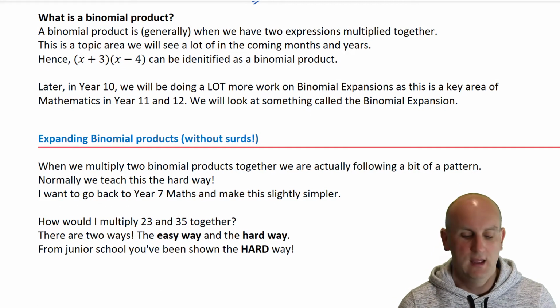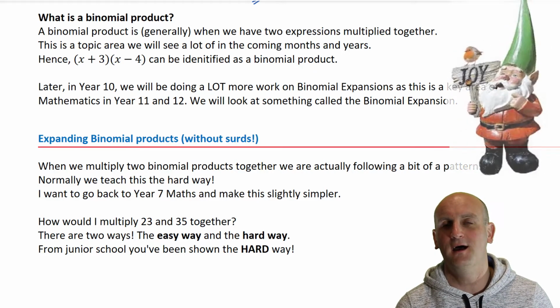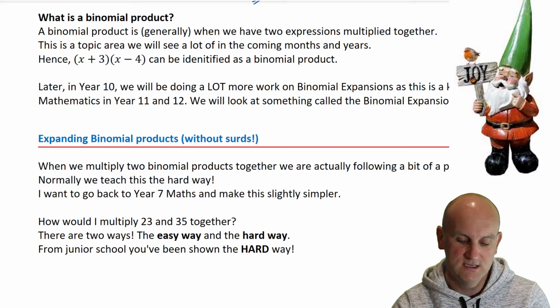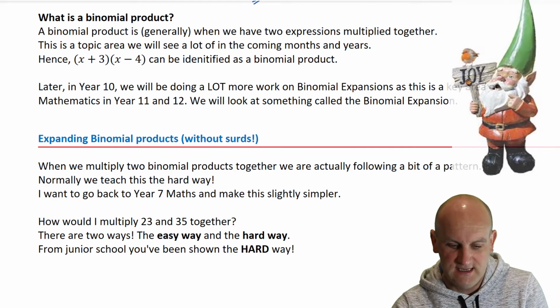Bi means two, and nomial means gnomes. Gnome, do you see the gnome? No, still not funny. I know, all right, easy.